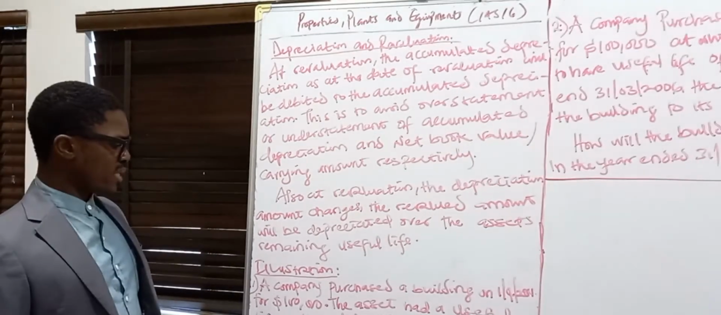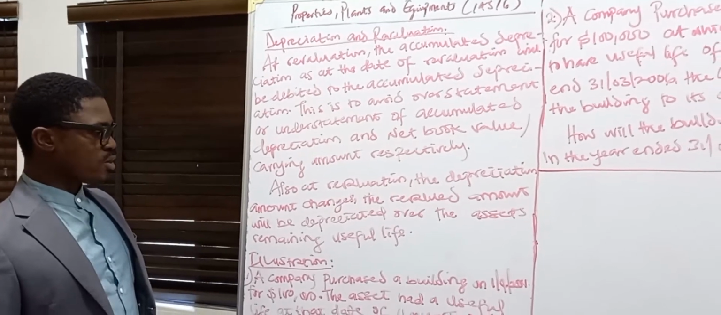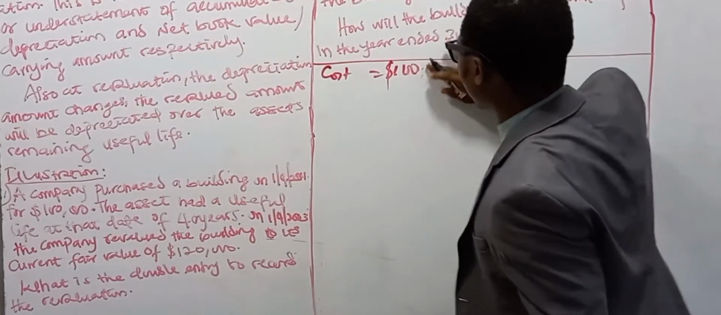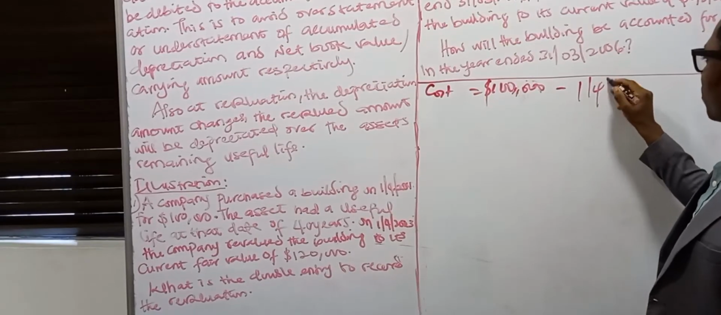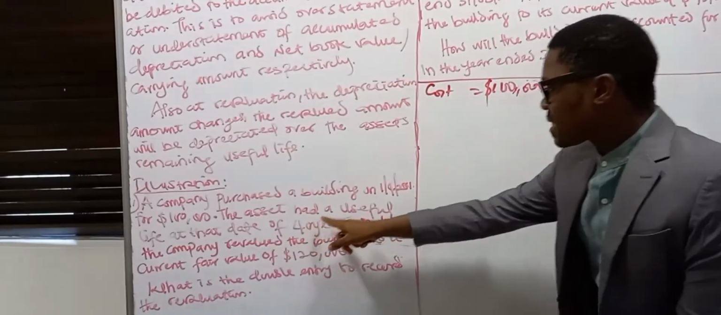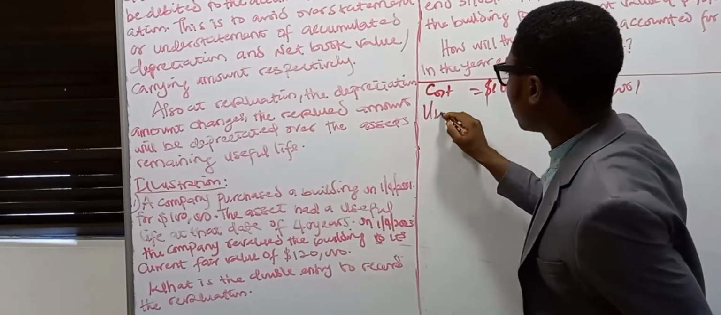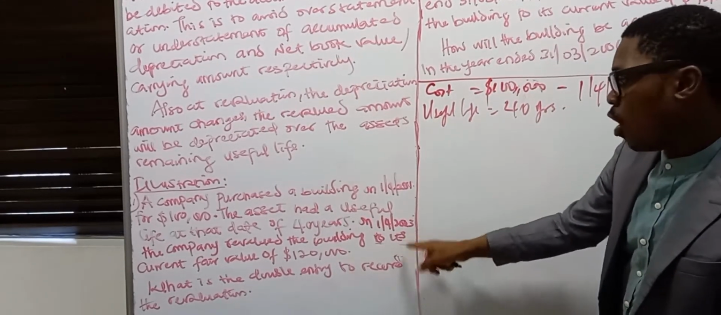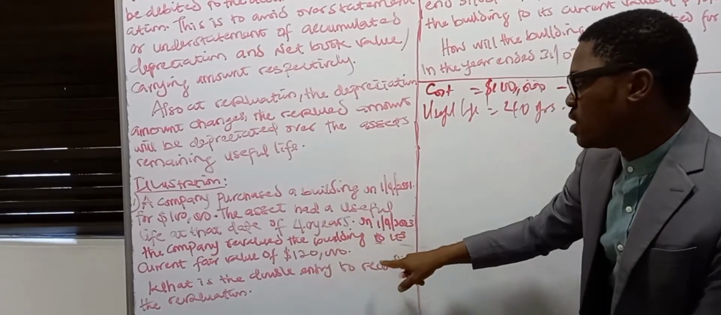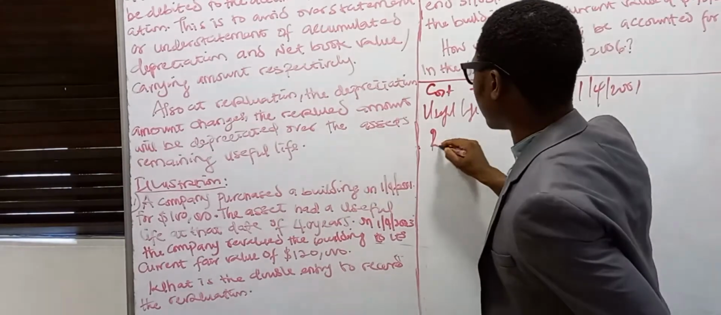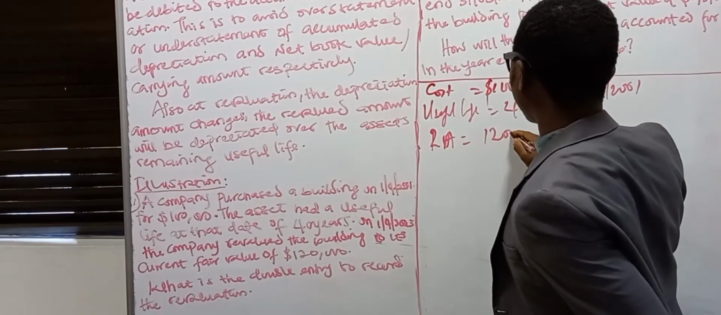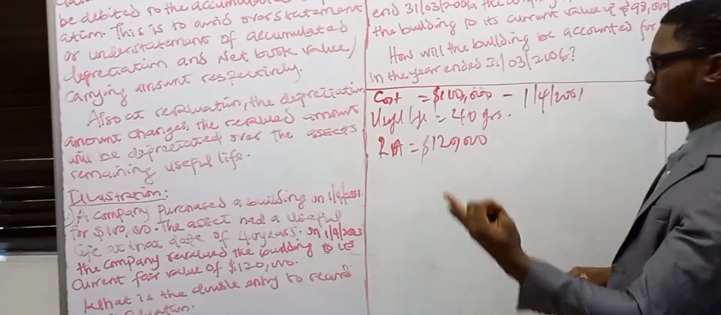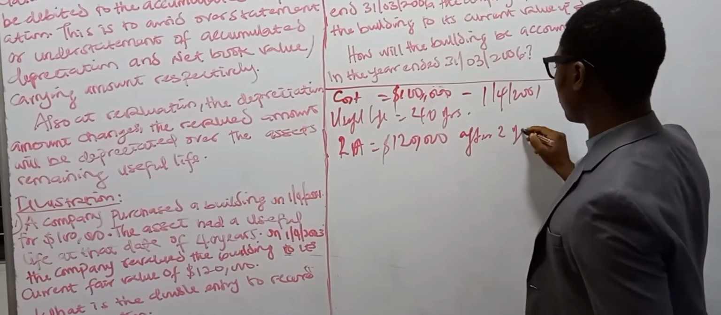And when there is a revaluation deficit, the depreciation will reduce. Looking at illustration 1, a company purchased a building on the 1st of April 2001. The cost of the building was $100,000. The asset had a useful life of 40 years. On the 1st of April 2003, the company revalued the building to the current fair value of $120,000, the revaluation amount. After how many years? 2001, 2003. After 2 years.